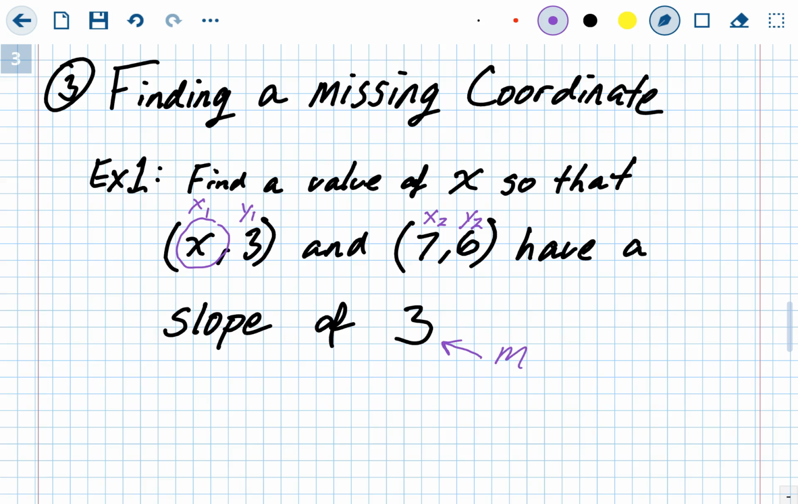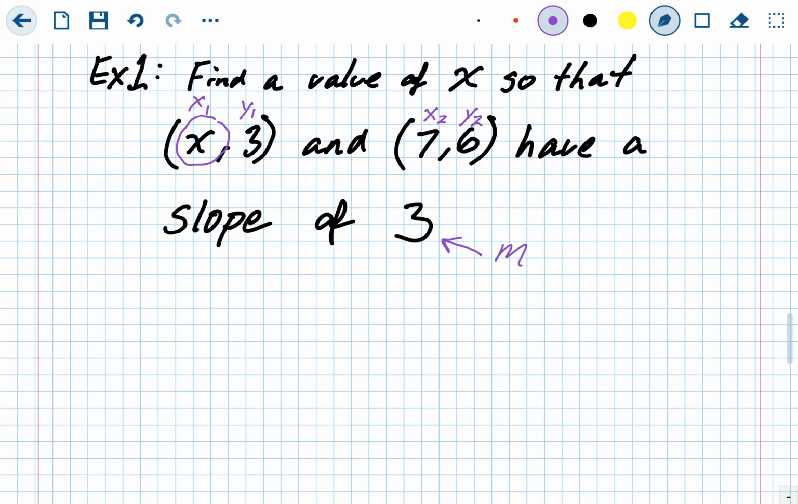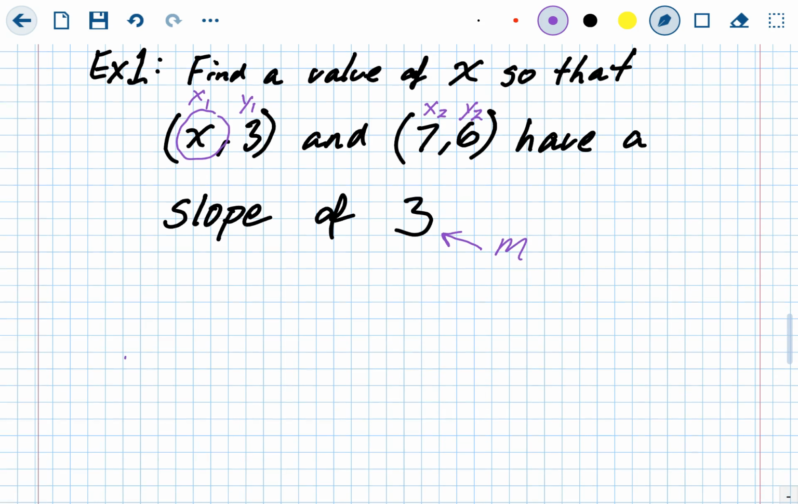Okay. So if you think about it, the slope formula has 5 variables in it. It has m equals y2 minus y1 over x2 minus x1. Okay. So in a formula, if you know all but one of the variables, you could solve for that last variable. So in this one, we know all the variables except for x1.